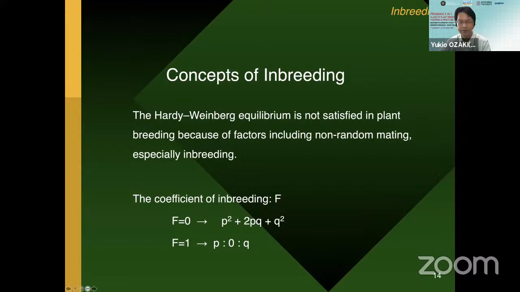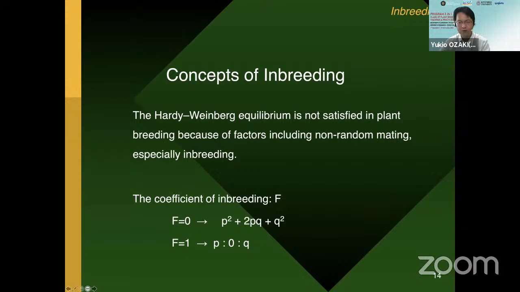Inbreeding is measured by the coefficient of inbreeding, capital F, which is the probability of identity of alleles by descent. The range of F is 0, no inbreeding, random mating, to 1, prolonged selfing. It can be shown mathematically that if F equals 0, then the equation reduces to the familiar P squared plus 2PQ plus Q squared.